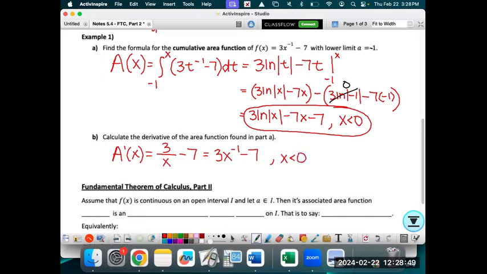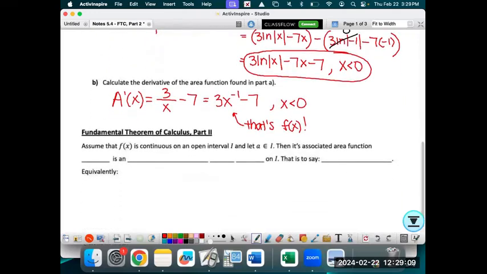Is 0. Hey, isn't that what we had for f of x in the first place? That is not a coincidence. So that brings us to the fundamental theorem of calculus part 2, something that I kind of hinted at in, I think, homework a few lessons ago.